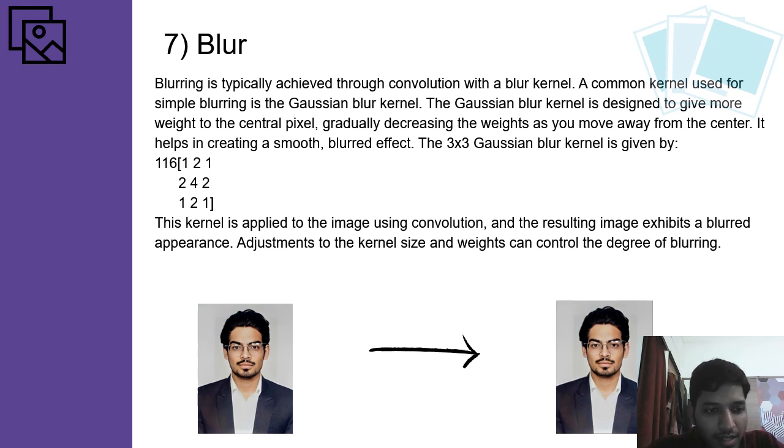Large kernel sizes and higher weights lead to more pronounced blurring, while small sizes and lower weights produce a subtler effect. So it depends on the user how much of the blurring effect one wants. If one wants more blurring effect, then one can use large kernel sizes and higher weights. If one wants less blurring effect, then one can use smaller kernel sizes and lower weights. This flexibility allows for fine-tuning the level of blurring based on the specific requirements of the image.